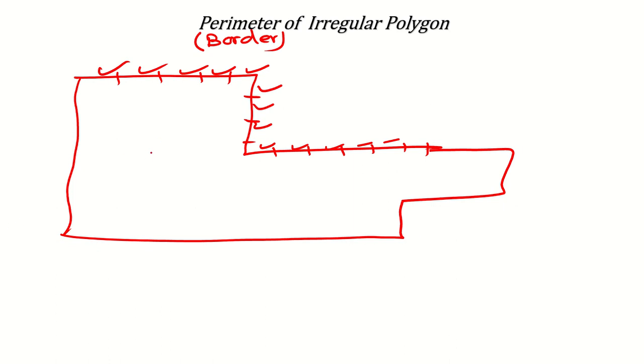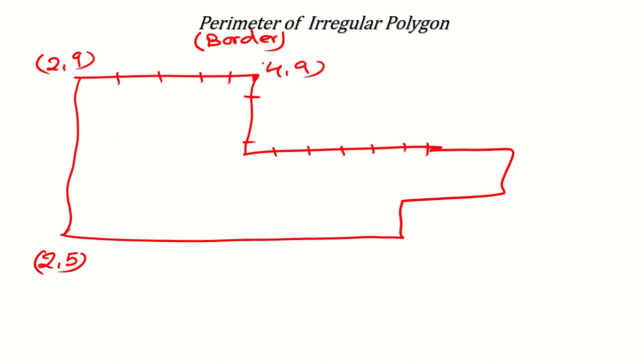But if not, then what will you do? If they do not give you the graph paper, then definitely they will give you some other thing. Otherwise they cannot ask the question. So in that case they will give you the coordinates. For example, suppose it is (2, 5). It is (2, 9). It is (4, 9). This is (4, 5).